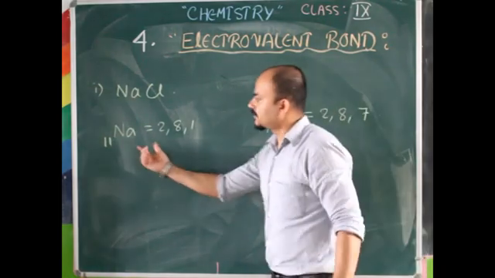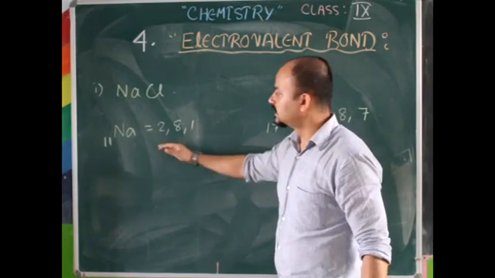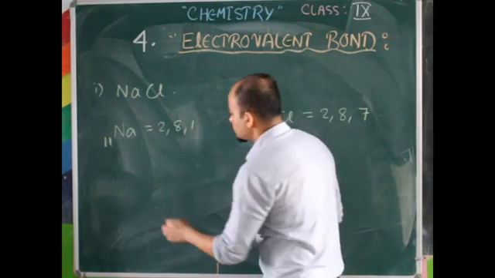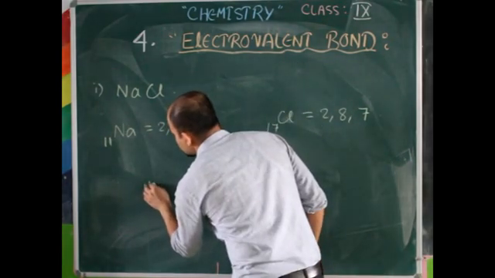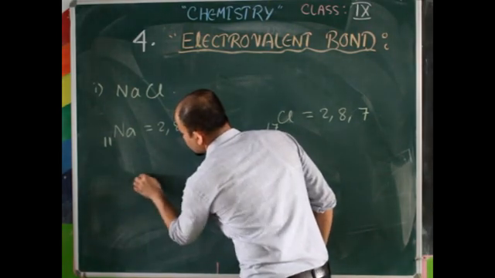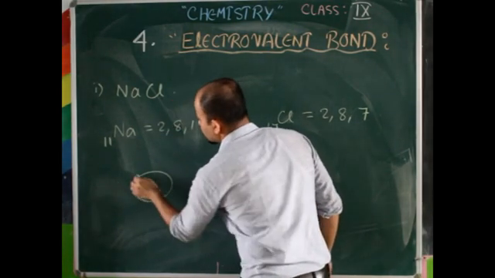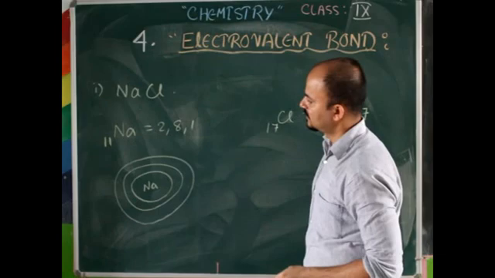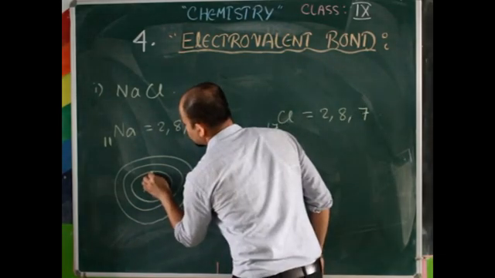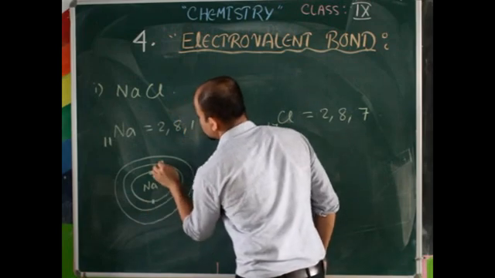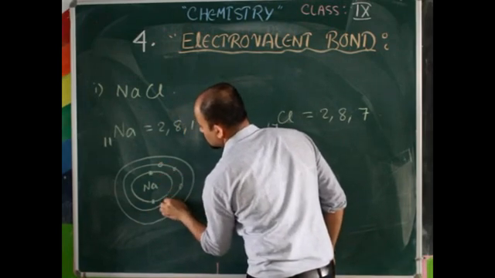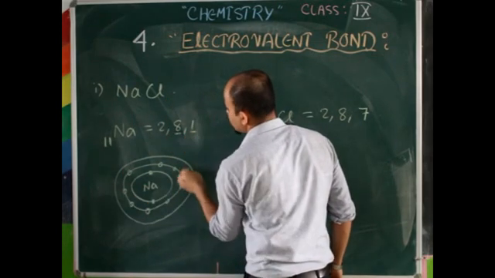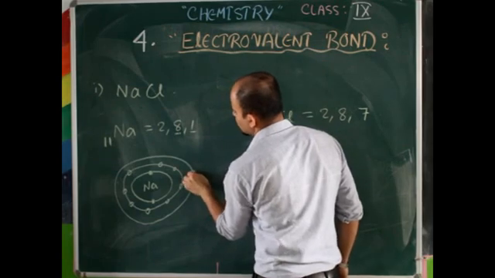Now, let's draw its structure, as I have asked you to draw all the structures. That will be very helpful. Sodium is present here in the nucleus. Now here, we have the first cell, second cell, and the third cell. In the first cell, we have 2 electrons. In the second cell, 1, 2, 3, 4, 5, 6, 7, 8 electrons, and in the last outermost valence cell it has 1 electron.